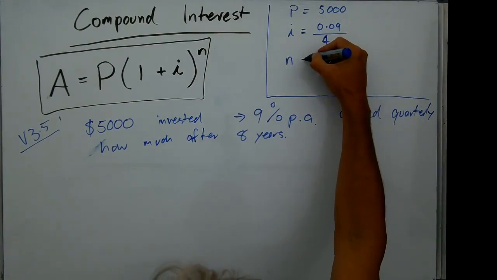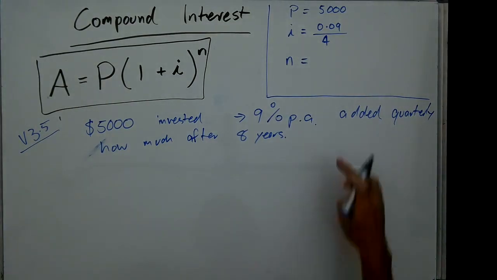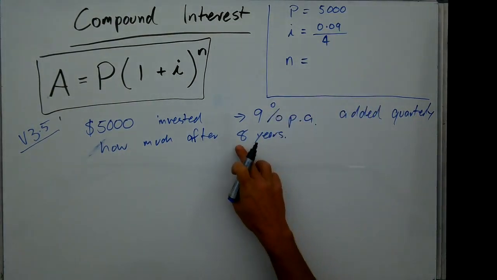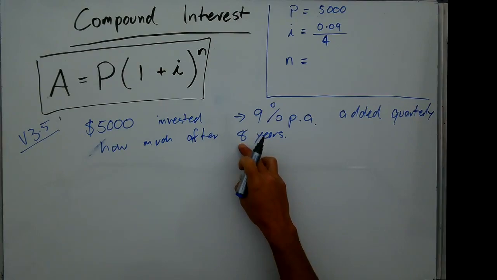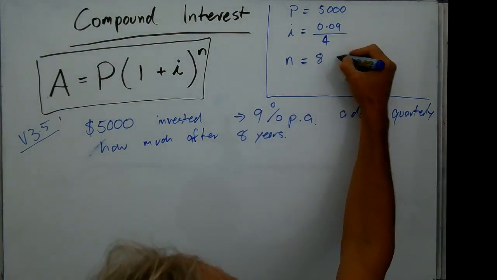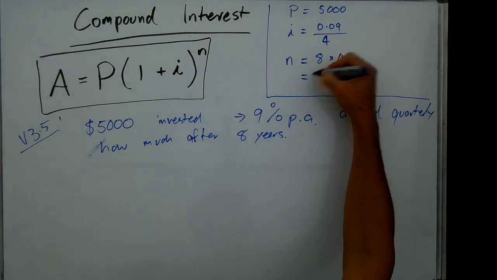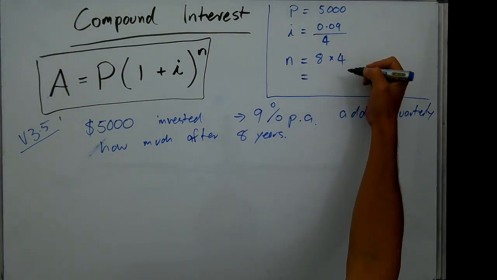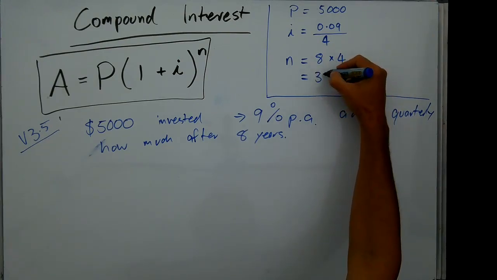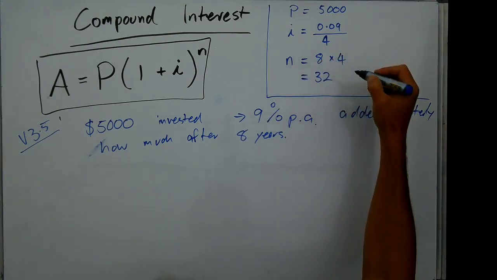Now n is the number of times per year multiplied by the number of years. So we've got 8 years. It happens 4 times per year. 8 and 8 is 16, 16 is 32. So our n is 32.